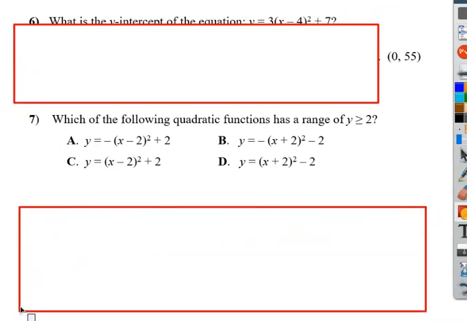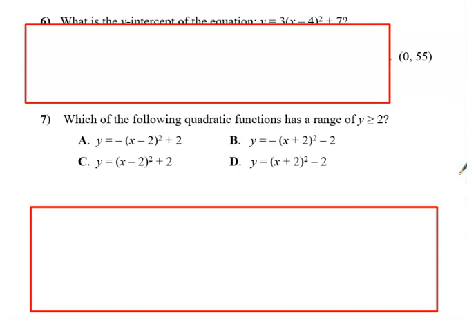And let's talk about number 7. It's saying which of the following quadratic functions has a range of y is greater than or equal to 2. When we're talking about range, we're talking about this outside number when we're talking about the vertex form. So which one of those numbers, and these numbers aren't the opposite. They're exactly what they mean.